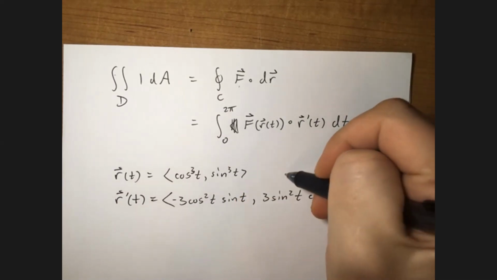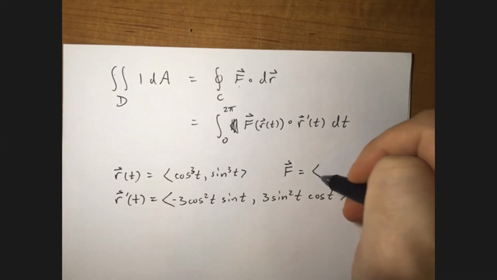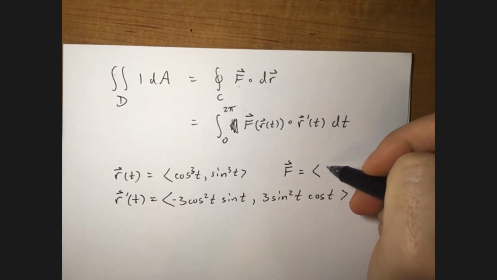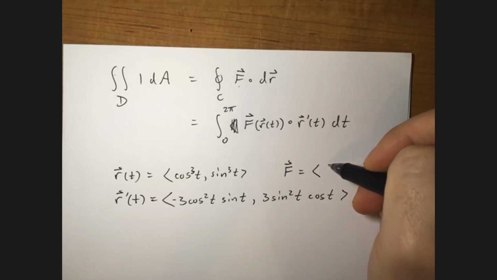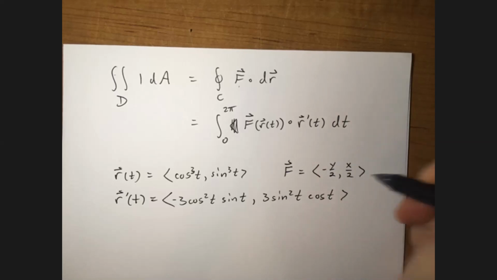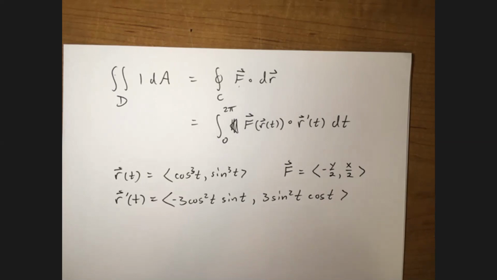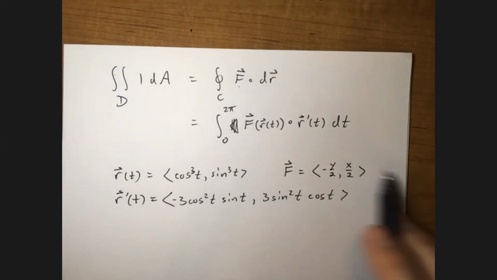Okay? So now we're going to evaluate F at r of t. So remember what F was. F was the vector, oh, what did we do? We did negative y over 2, I think, and x over 2. Because we just need Qx minus Py to be 1. Yeah, that'll work. Is that the one we did? There's more than one you can use here. That's why I'm just checking. Okay.